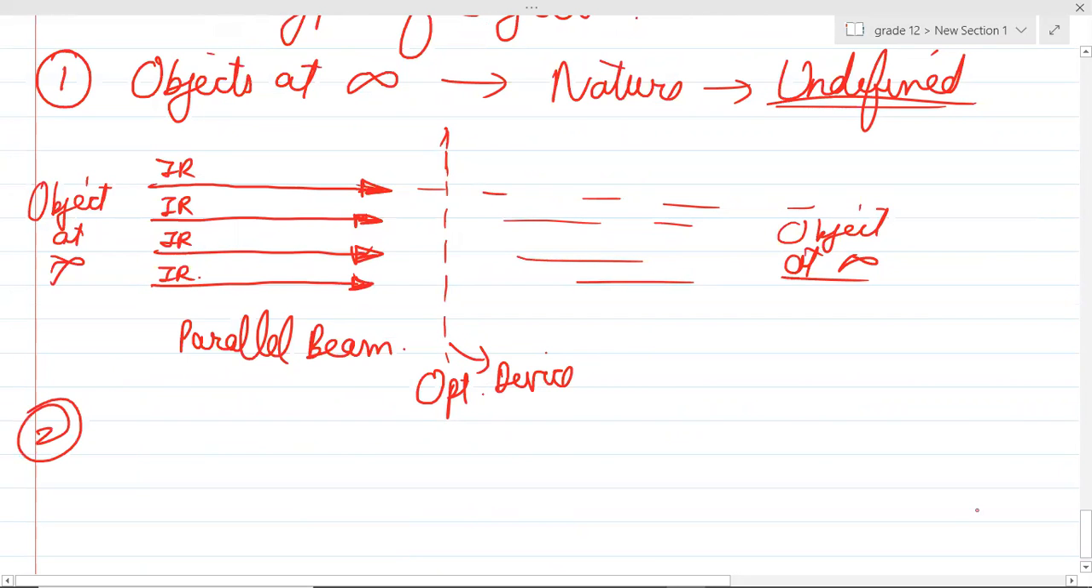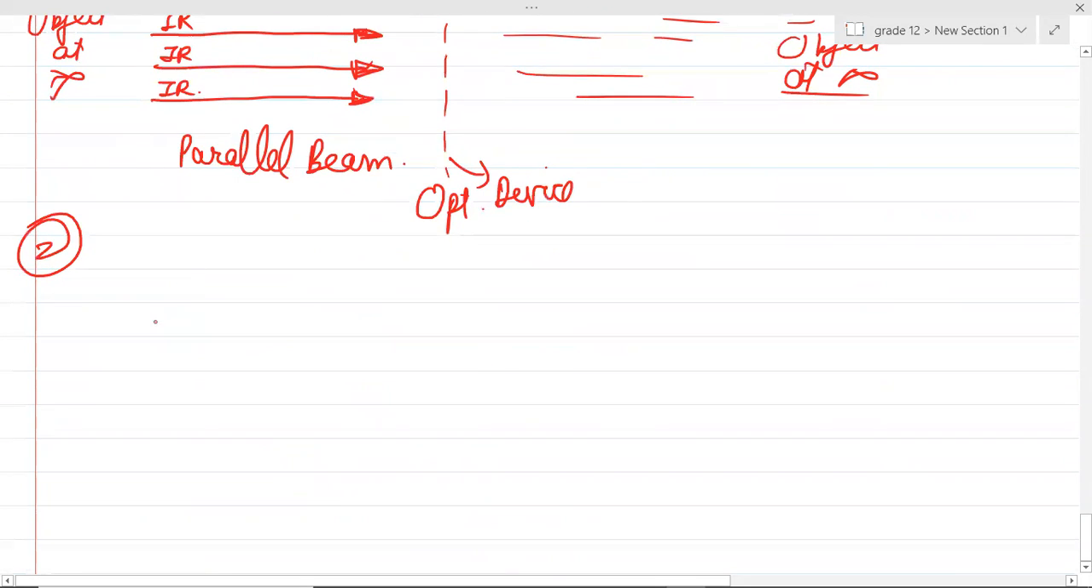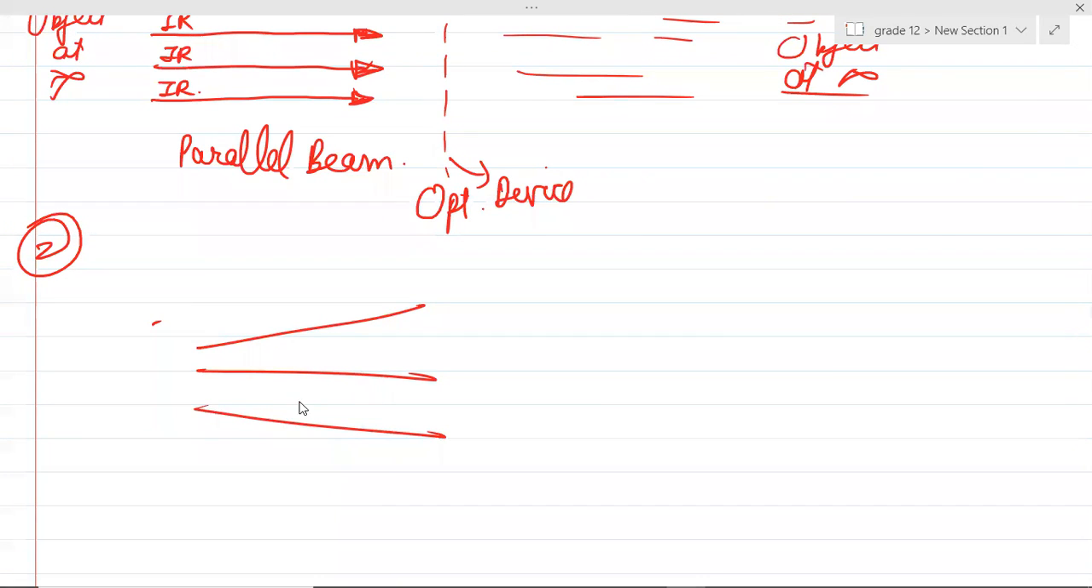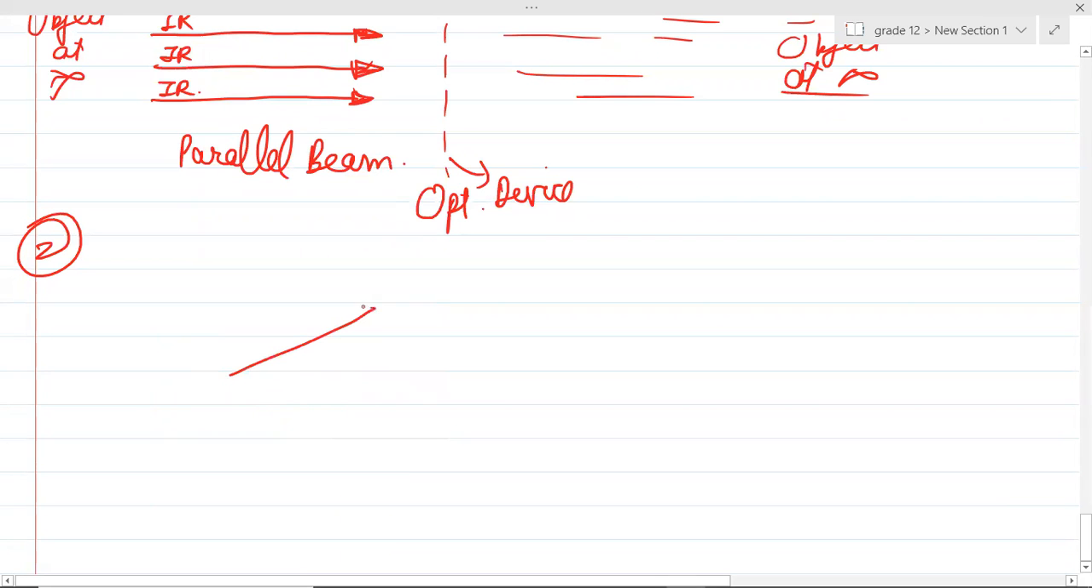The second type of case is basically when the beams are diverging away from each other. Let me draw diverging beams, please.